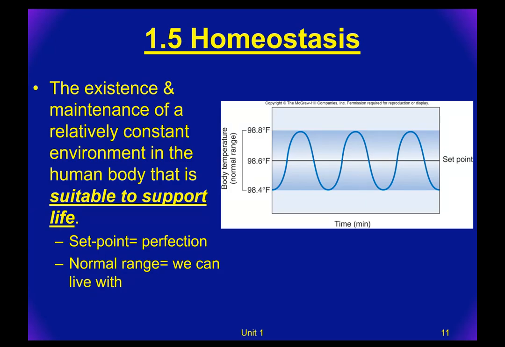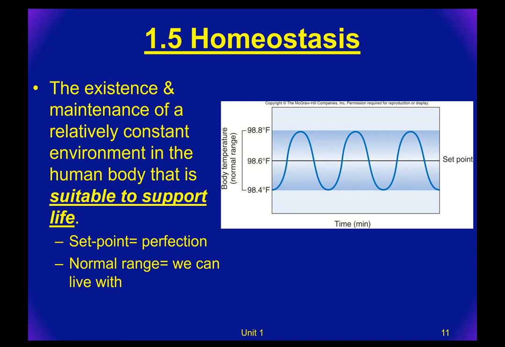Homeostasis. Homeostasis is the existence and maintenance of a relatively constant environment in the human body that is suitable to support life. A lot of times people will say that homeostasis is a set point or it's a norm. The thing you have to keep in mind, though, is you can say set point and norm, but what set point? So if I were to ask you what a normal temperature is, and you were to say 98.6 degrees, well, what about for a cat? Is it the same? No, it's not. Their set point is closer to about 101, 102.